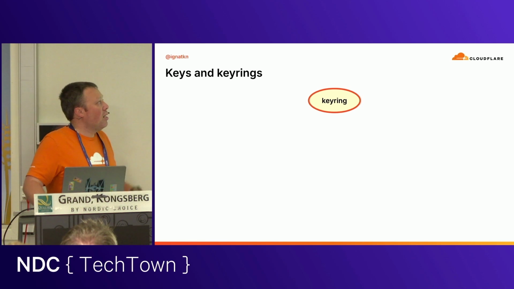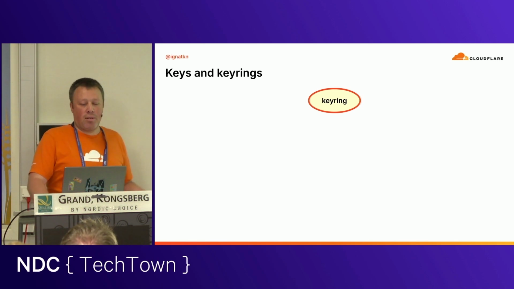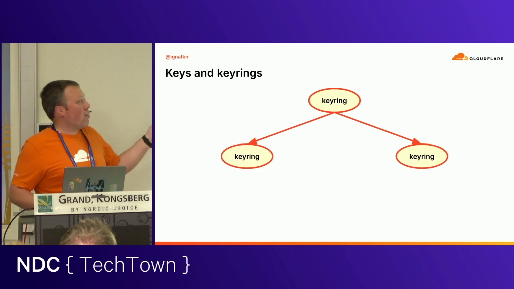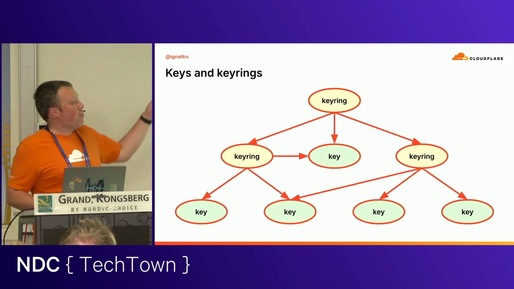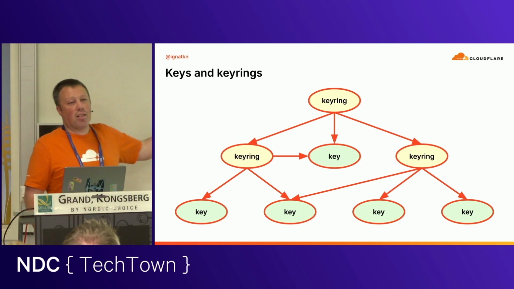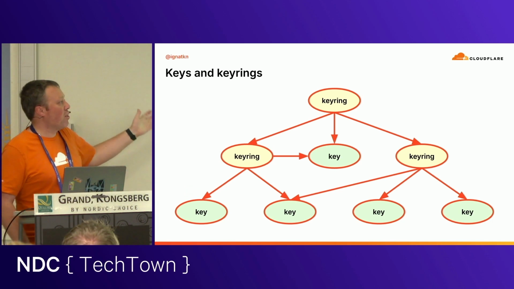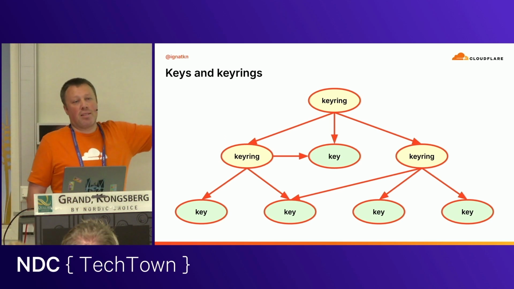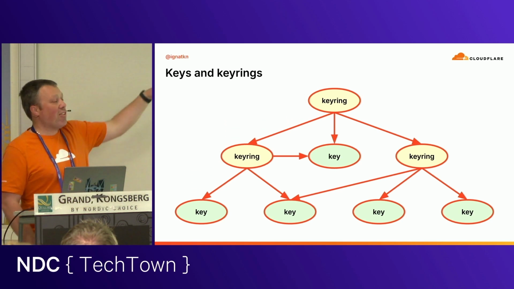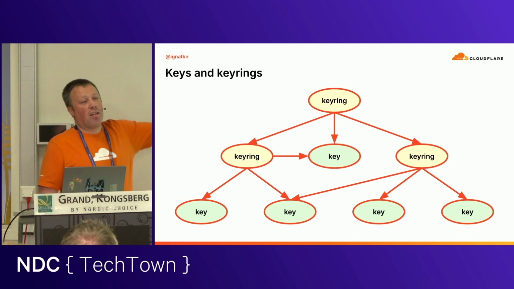So internally, the key objects are categorized into keyrings. Keyrings are like a collection of other keyrings or keys. So a key is like a file on a file system, but a keyring is like a directory. But the difference is that, for example, a single key can be present simultaneously in multiple keyrings. And keyrings actually define the lifetime of the key.